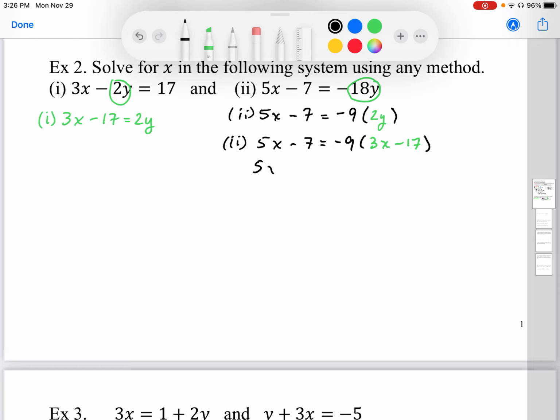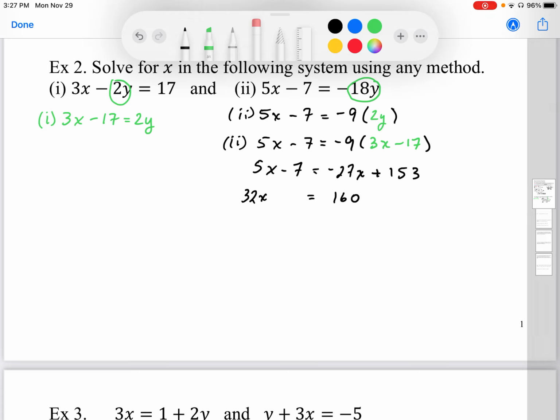So solving this system, I get 5x minus 7 is equal to negative 27x plus negative 9 times negative 17, where negative times negative is positive. 9 times 17 gives me 153. Okay, so I did 9 times 10, 9 times 7, and added them together. So I'm going to add 27x to both sides. So here I get 32x. I'm going to add 7 to both sides. So I'm going to end up with 160 on this side.